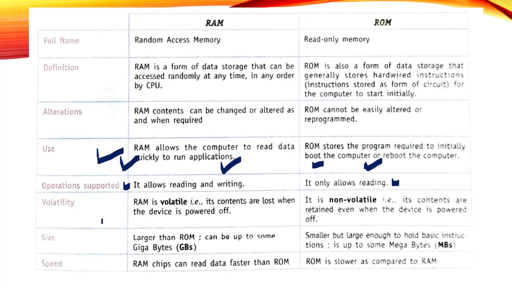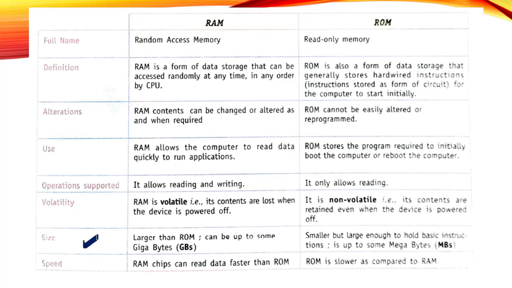Then volatility. Generally our RAM is volatile in nature. Volatile means the content of RAM can be changed or it is temporary. It means if we switch off the power supply, the data of the RAM will be deleted or erased, whereas ROM is non-volatile. Non-volatile means the data of ROM will not be erased even if you switch off the power.